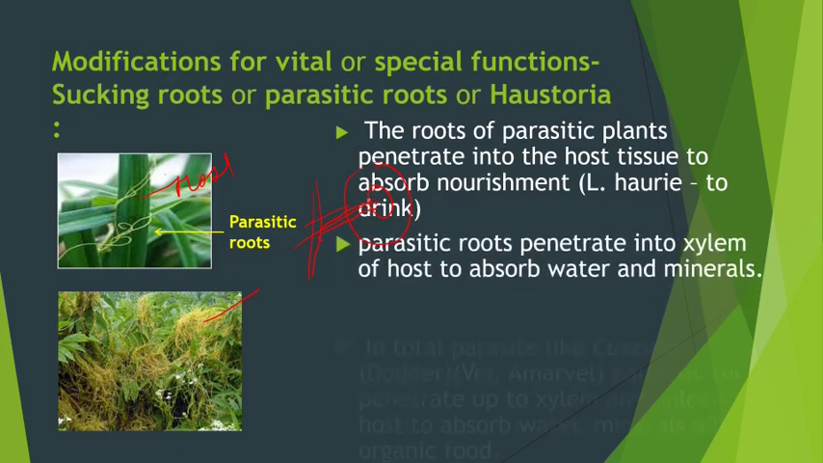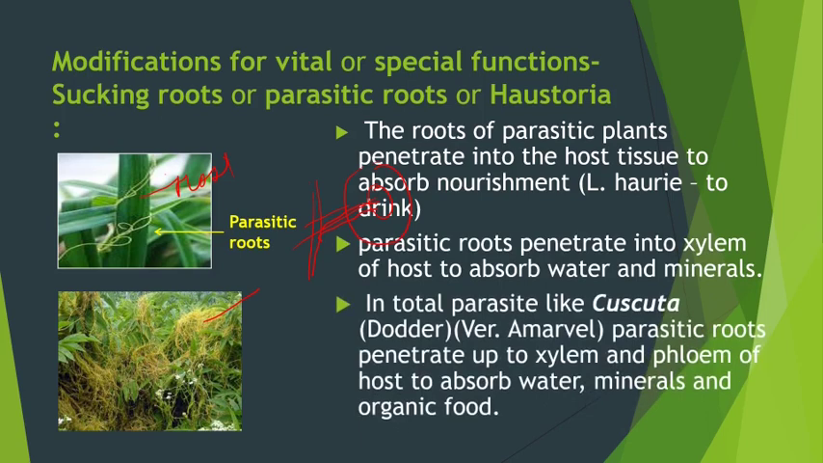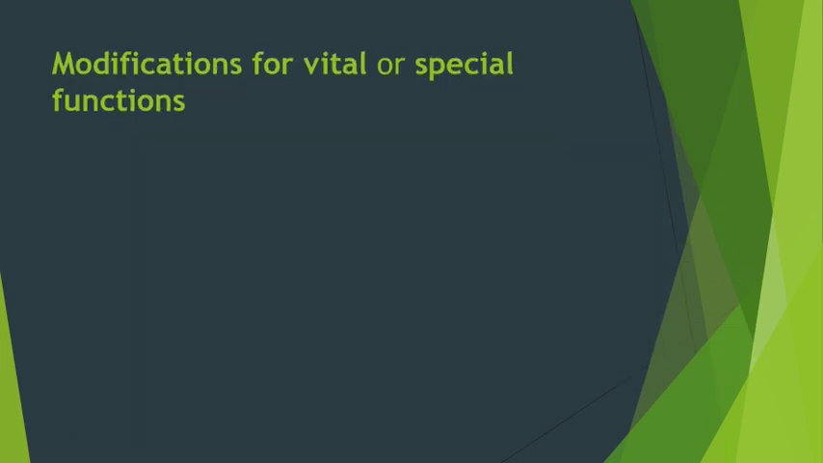is also called amarvel. It produces haustoria, which penetrate into the xylem and phloem of the host, absorb all the water, minerals and organic food, and harm the host. So, haustorium parasitic roots.